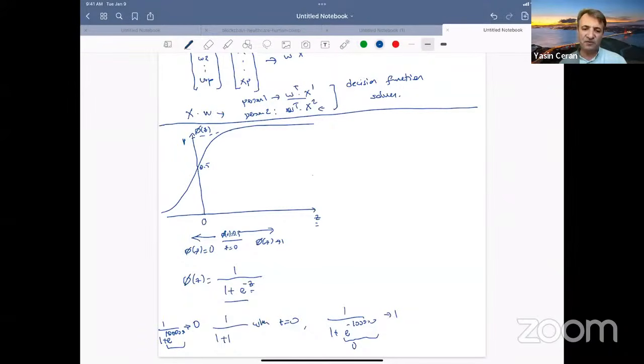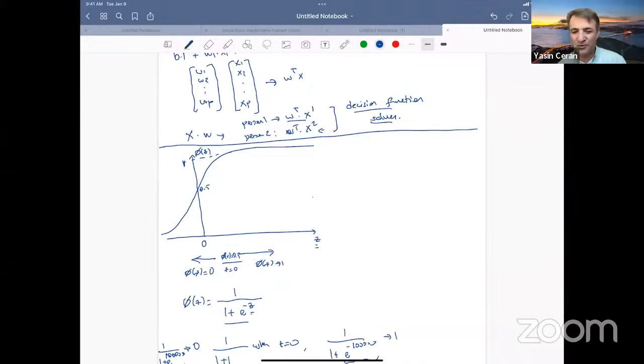1 over a huge number will be 0. So this phi z equals 1 over 1 plus e to the power of negative z. It's going to be a well-behaving function which I can use to turn my decision function values into a range between 0 and 1, which is going to almost look like probabilities. Okay, so that will help me make decisions based on some probabilities.